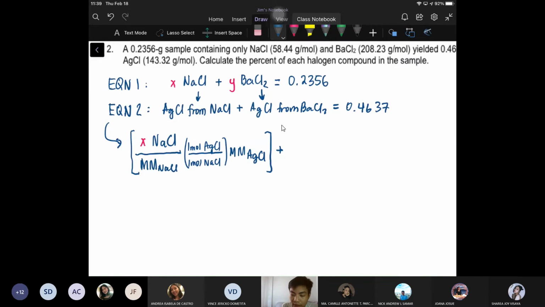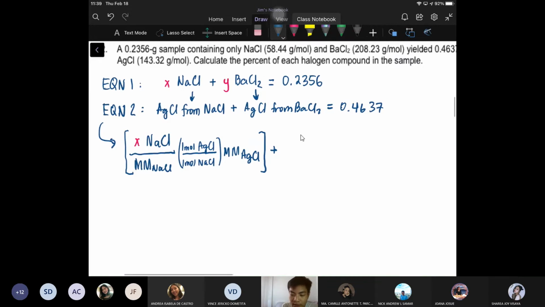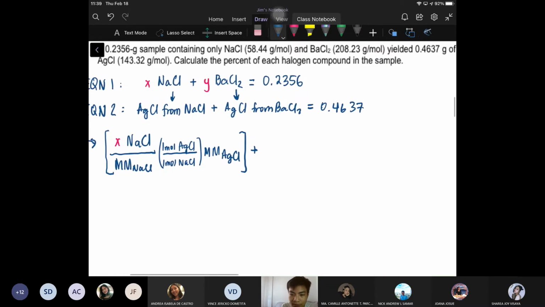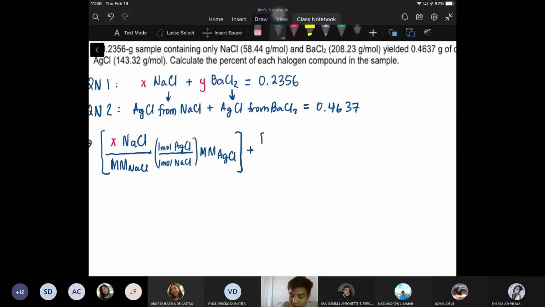How about the other one? The other one is from barium chloride. So let's make an equation again. You start with barium chloride and convert it to moles, so you divide it by the molar mass of barium chloride. Once you have the moles of barium chloride, convert it into silver chloride. So BaCl2 on the bottom, AgCl on top, because that is your final product, AgCl.